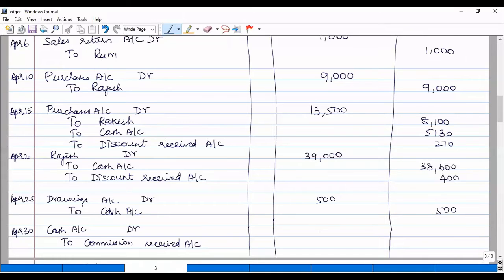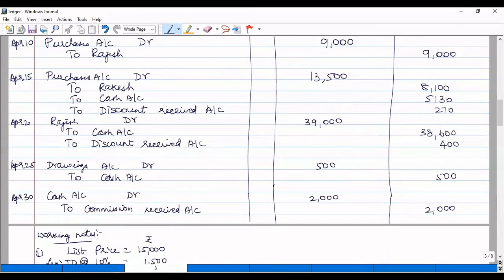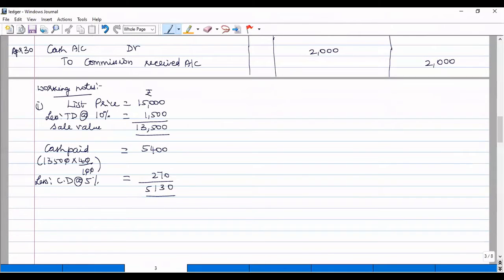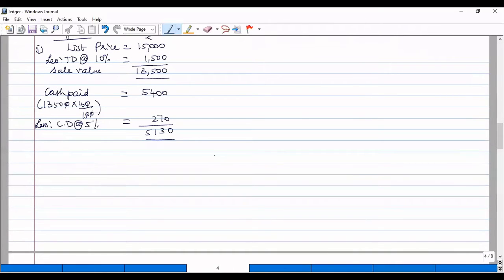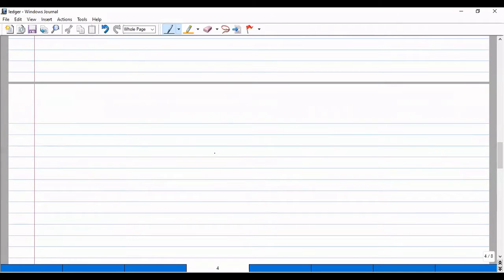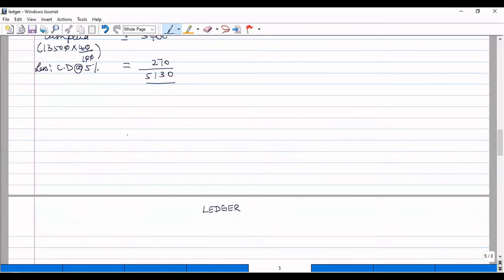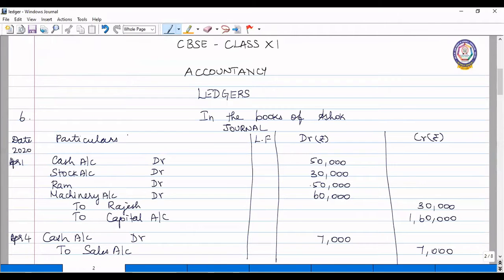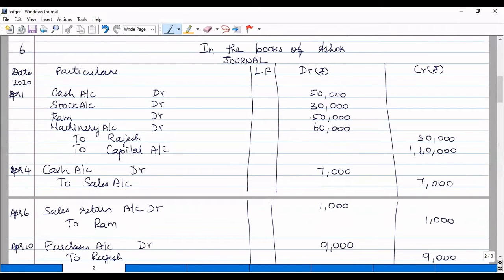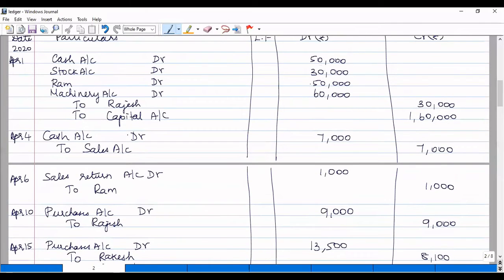Amount is 2000 rupees. Okay, now that we have passed the journal entries, we have to proceed with the ledger postings, right? Now coming to the next page, we'll start with the ledger. The first journal entry made is the opening entry. We had the opening balances for various asset accounts and liability accounts. So first we will open all accounts.